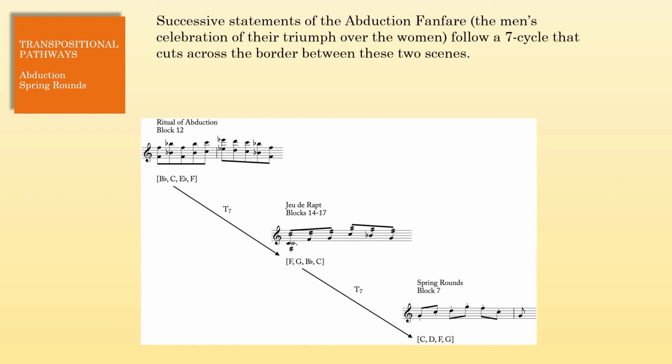Successive statements of the abduction fanfare, the men's celebration of their triumph over the women, follow a 7 cycle that cuts across the border between the ritual of abduction and spring rounds.